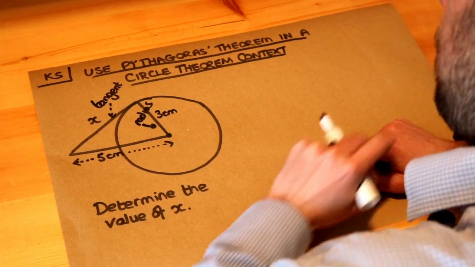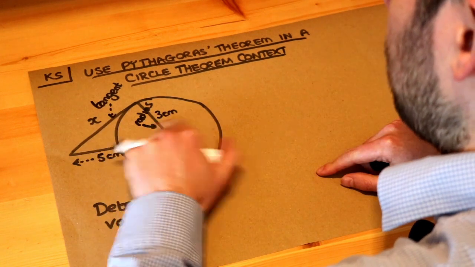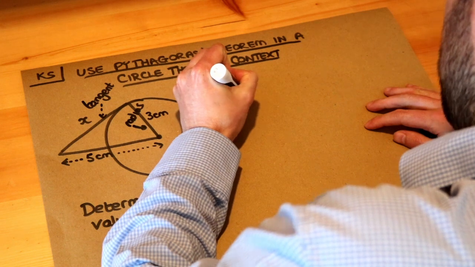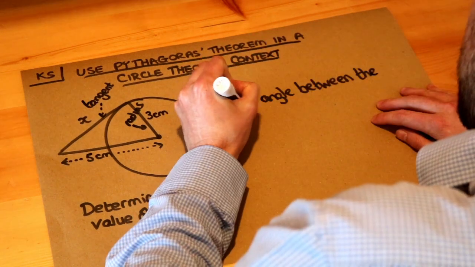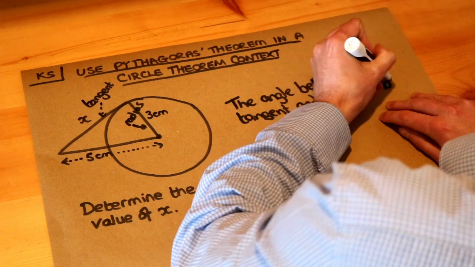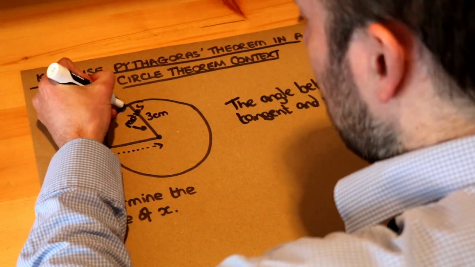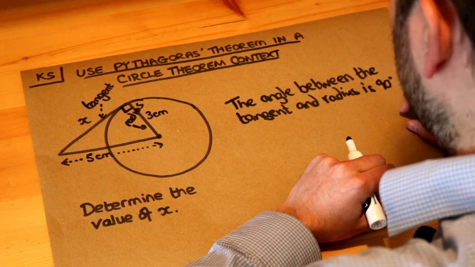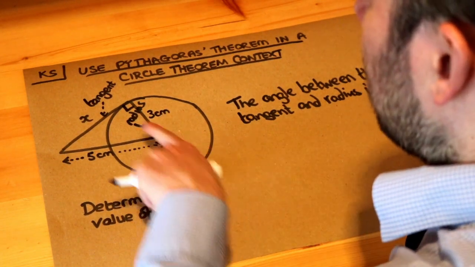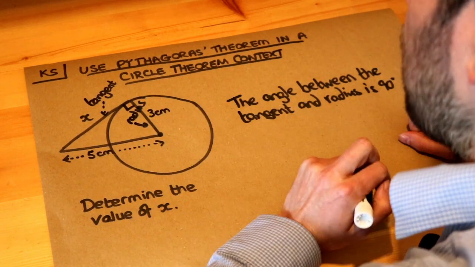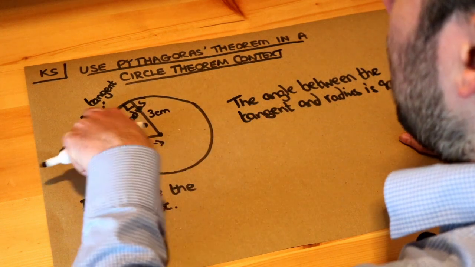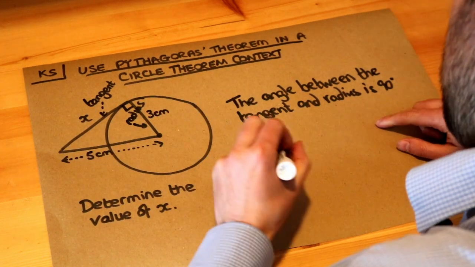Now, do you know a circle theorem that involves the tangent of the circle and the radius? Well, if you remember back, the angle between the tangent and radius is 90 degrees. So the angle between this tangent and this radius, that is 90 degrees. That's a circle theorem we encountered previously. And because of that, we now have a right angled triangle that we can apply Pythagoras theorem. Because remember, if we have a right angled triangle and we're involving all three sides of the triangle, that's where we can use Pythagoras theorem.